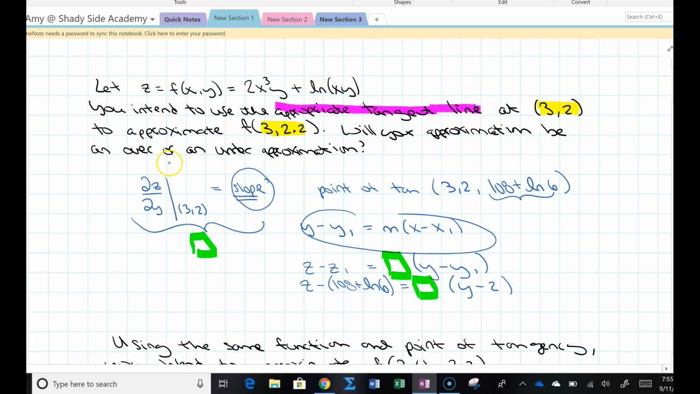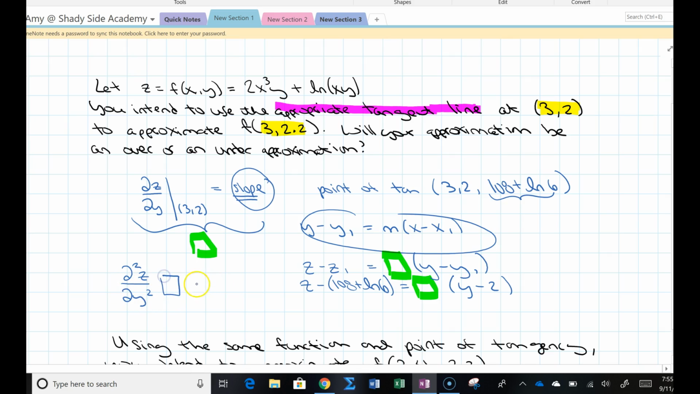Now, will your approximation be an over or under approximation? Well, we know from last year's calculus that concavity is what tells us about over or under approximation. And the concavity we need to determine is the concavity of z in the y direction. So is this, whoops, I just got a righto. Okay, is the sign of this second partial positive or negative?